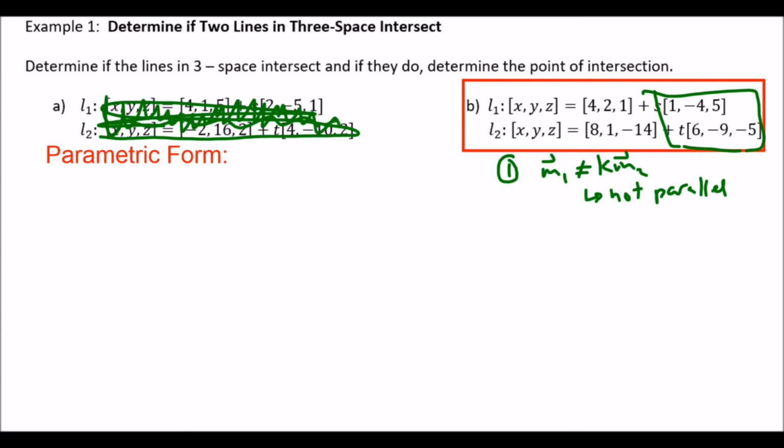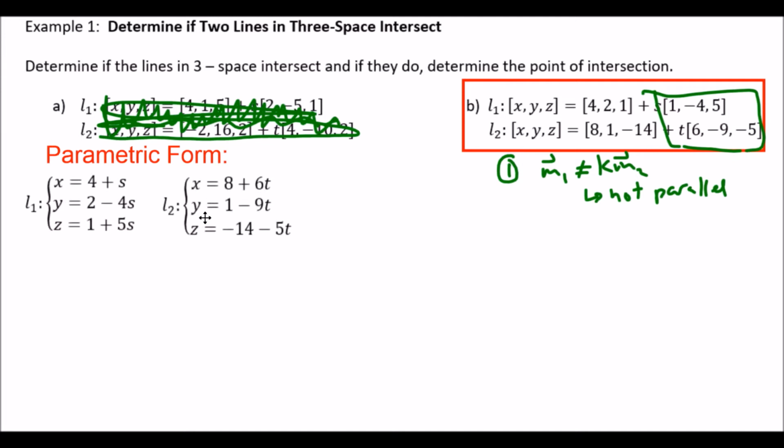So here we go. The first thing I want to do after I find that they're not parallel is I want to write them in parametric form. So I'm going to cheat a little bit. If you want to know how to do that, again, go to lesson 1. Okay, so I've got them, and what I'm going to do is equate the x's, y's, and z's. So let's do this. I'm going to equate the x's. So for my x's, I'm going to have 4 plus s is equal to 8 plus 6t. Actually, I'm going to isolate for s here. Why? Because if I isolate for a variable, this might be helpful later on.